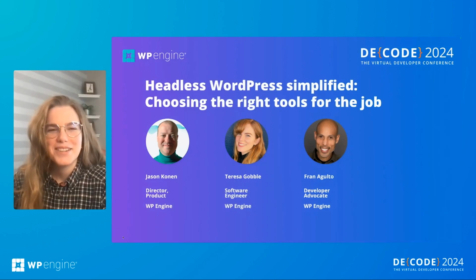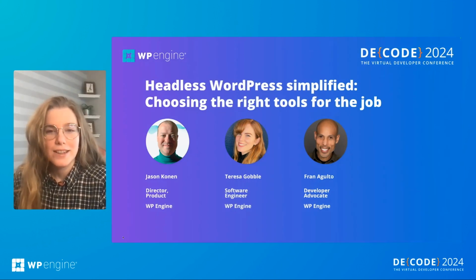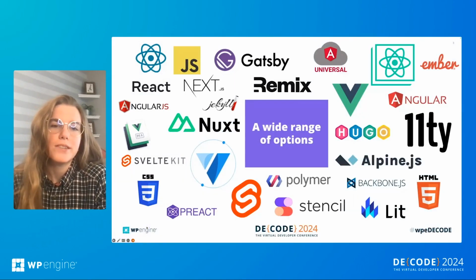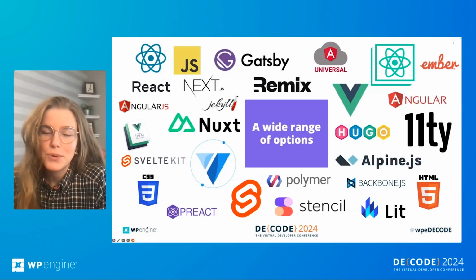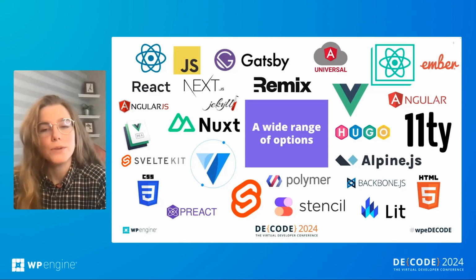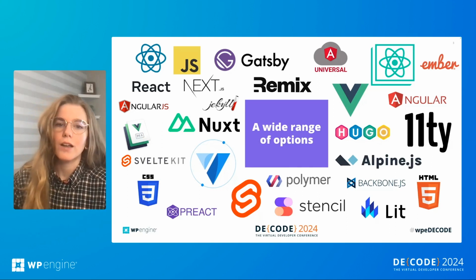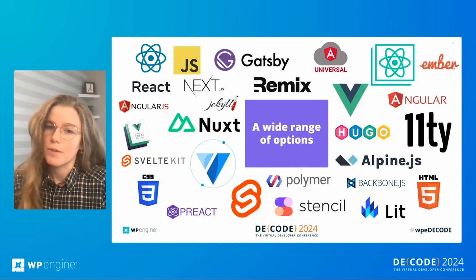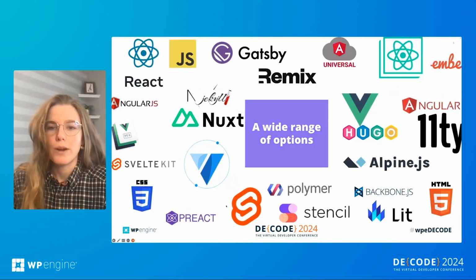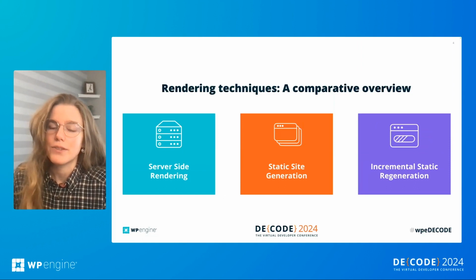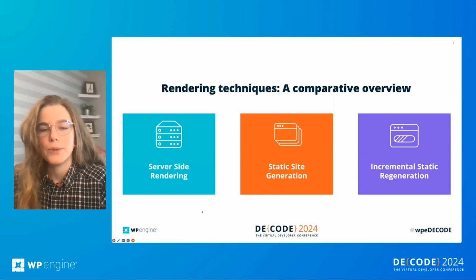Teresa? Thanks, Jason. So as Jason said, we have an overwhelming amount of tools for various parts of this process. And many of these tools are awesome, and we'll touch base on a few and what you may want to do as you look into how to implement your project. But today we're going to talk about 3 of the hottest approaches for implementation: server-side rendering, static site generation, and incremental static regeneration. So let's go ahead and hop right into it.